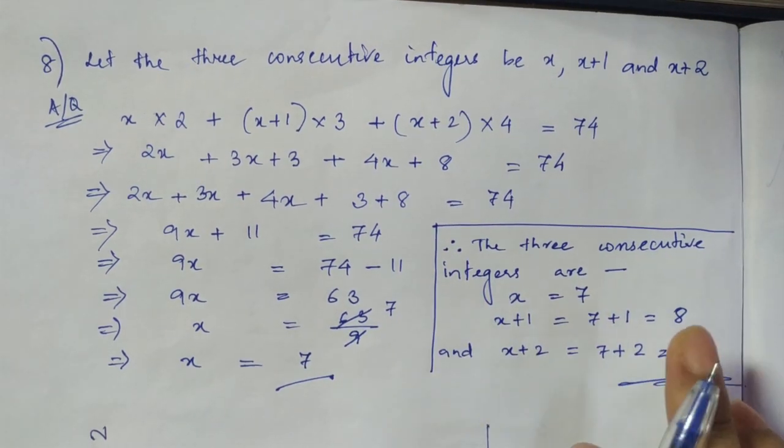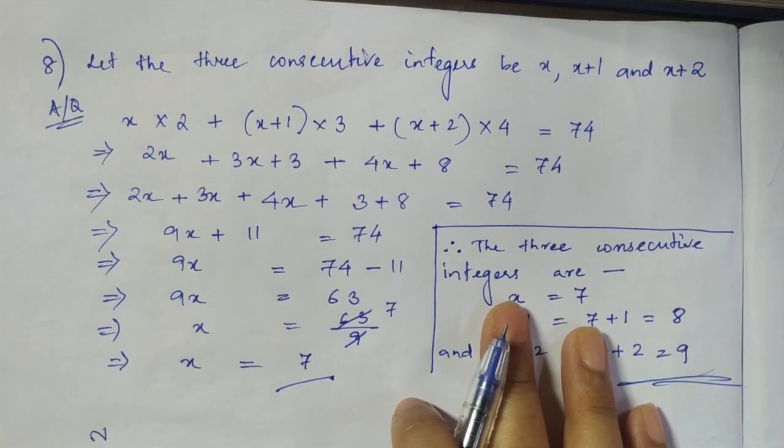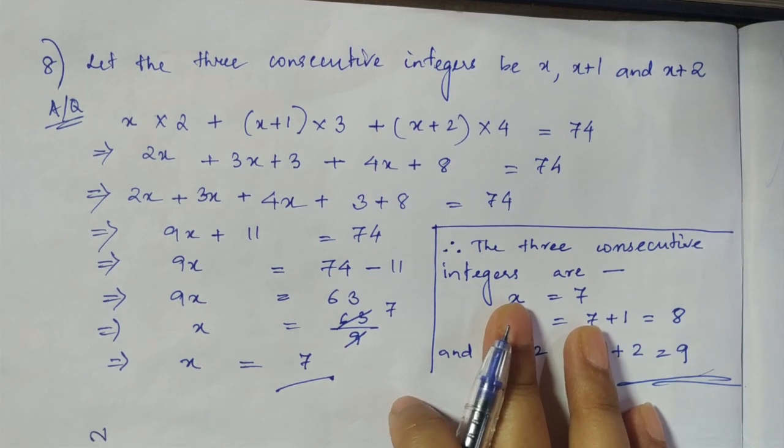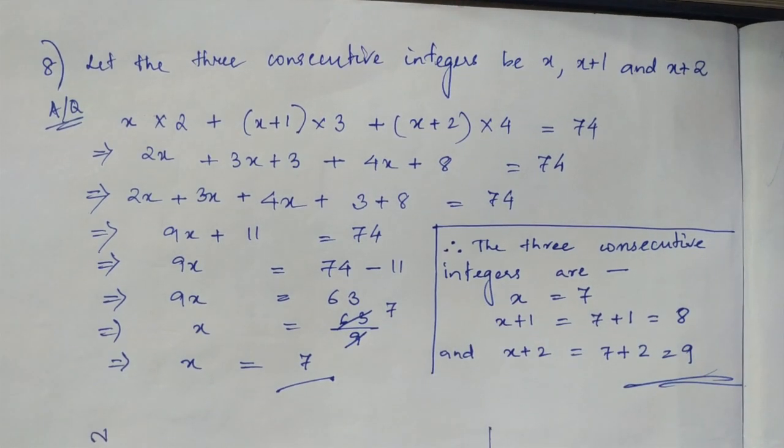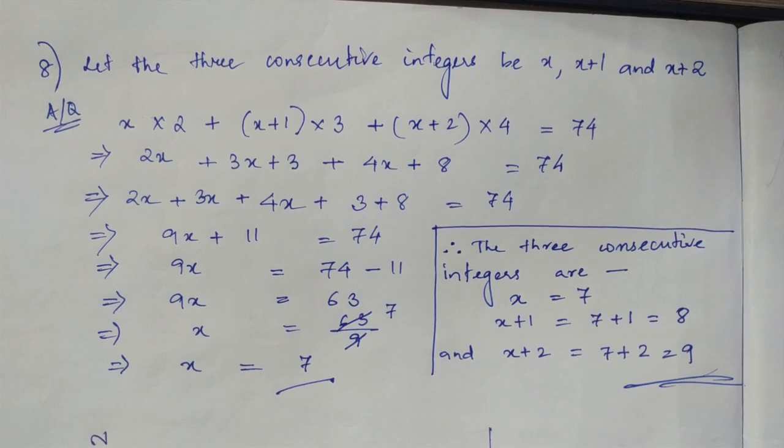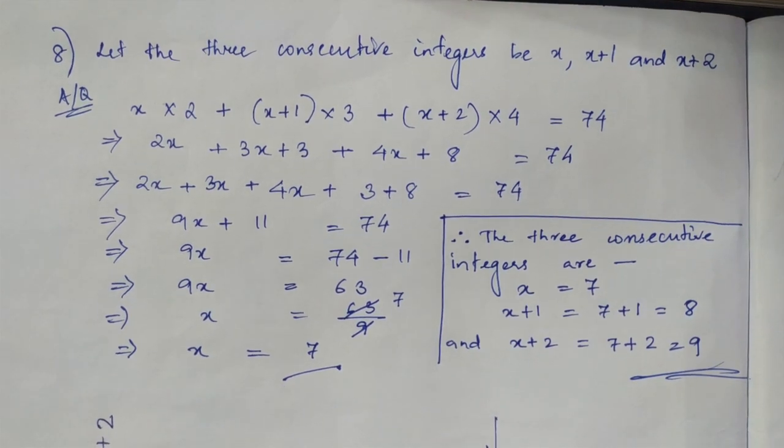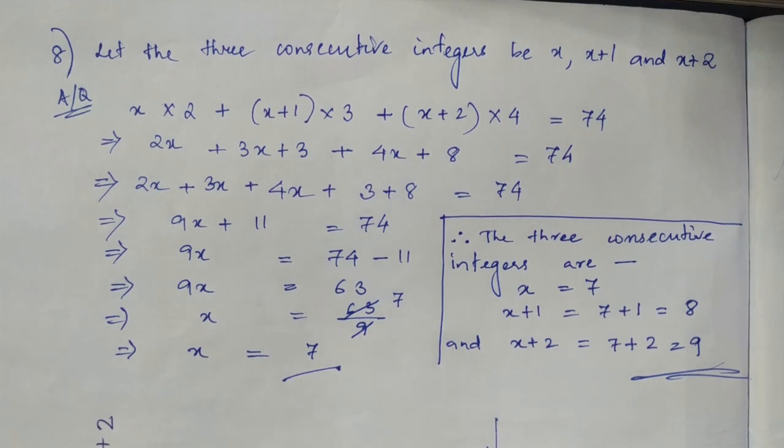Okay, so this is how you do question number 8. Now let us move on to question number 9. It is about finding the ages of two people, when a condition is given, and you have to find out their present ages. Let's go back to question number 9.